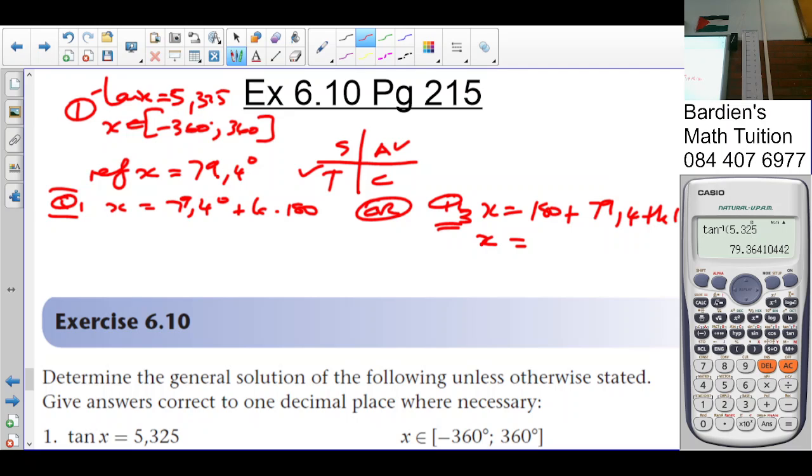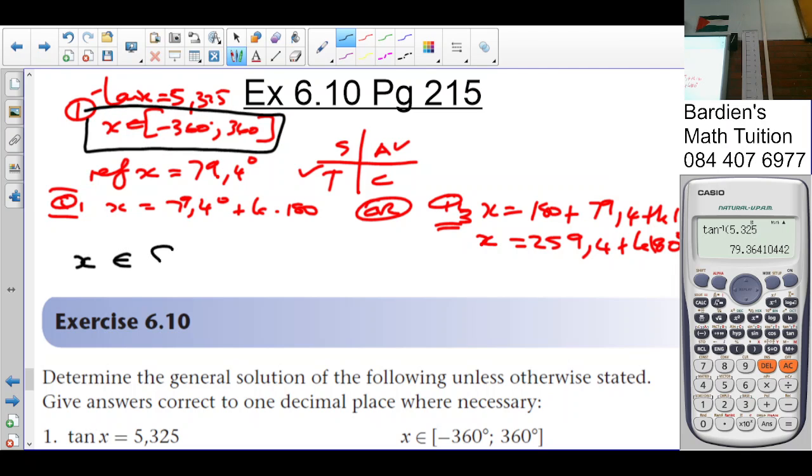Alright, so this gives you 259,4 plus k times 180 degrees. Not so? So here you see there's a restricted domain. So let's go with that. You say x is an element of, and you start listing. Put 0 in here, I get 79,4. Okay? 79,4.